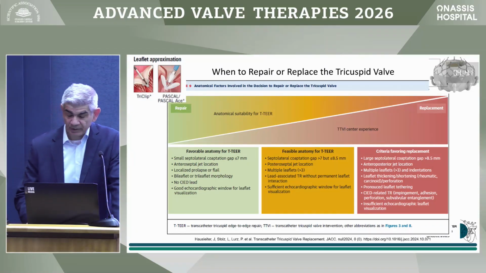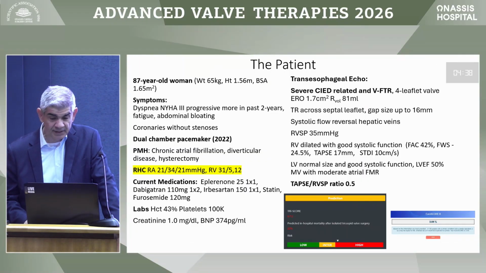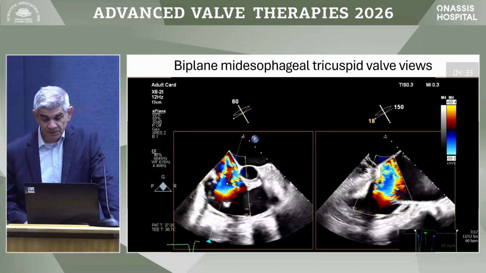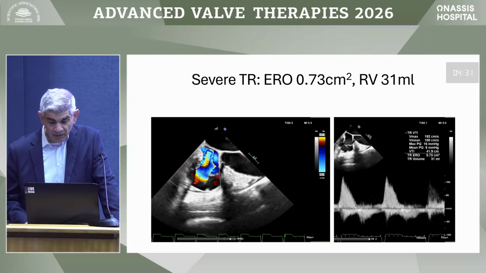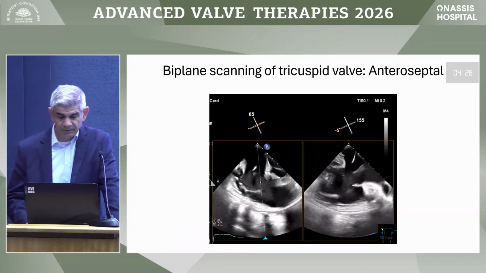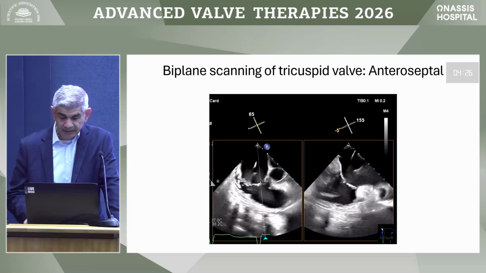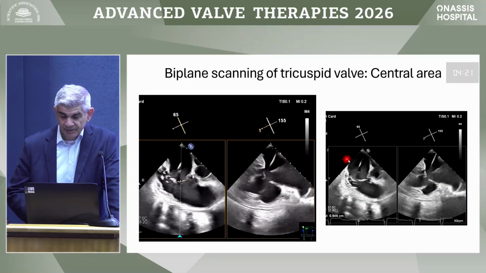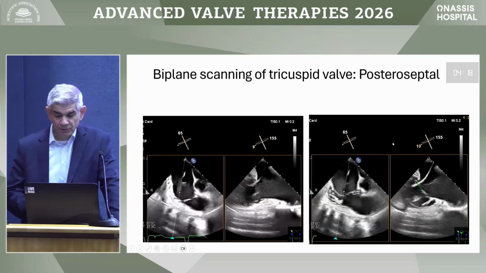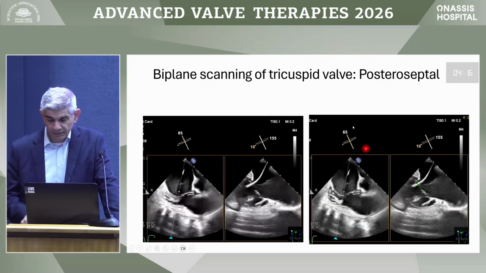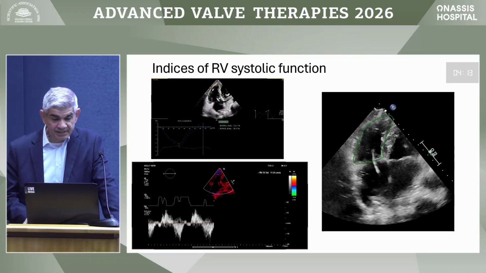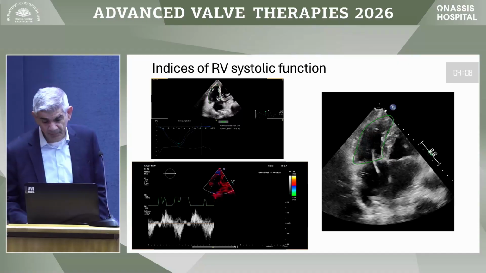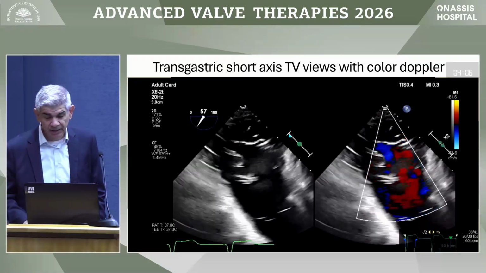So for difficult cases that we are opting for valve replacement, like this patient here, an elderly patient with pacemaker-induced torrential tricuspid regurgitation. And we see here that it's truly torrential regurgitation. We can see scanning of the valve that anteroseptally we don't have any significant gaps, but when we move up to the center of the valve here, the gap is about 9 millimeters, and we go more posteroseptal, the gap becomes 15 millimeters. We always assess right ventricular function in these cases when we're going to do tricuspid replacement to see if the right ventricle can handle it.